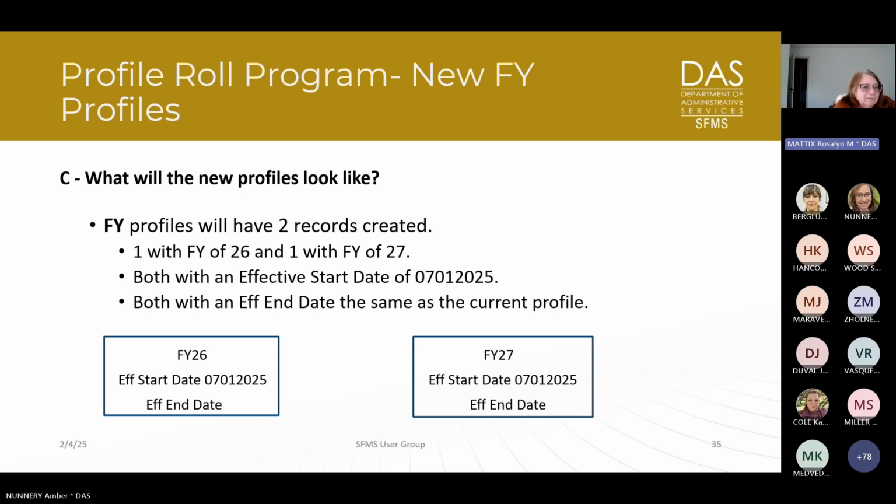So the FY profiles will have two records created, one with FY26, one with FY27. Both will have an effective start date of 7/1/2025, with the effective end date the same as the current profile. Next slide, please, Amber.